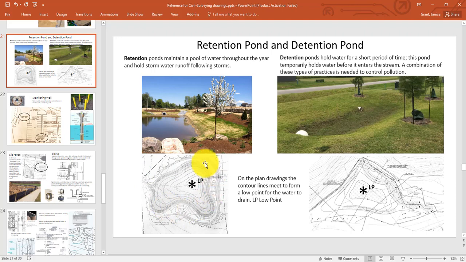It looks like circles of contour lines because the numbers are going down to a low point. So a retention pond is meant to be a pool of water that holds stormwater runoff, and it's maintained as a pool of water throughout the year. Detention ponds are only temporary and usually don't have water in them because the water drains. So you'll see these on the site plan. They look similar, but they're called something different in the way that they're drained.